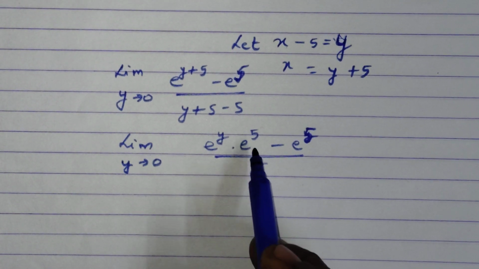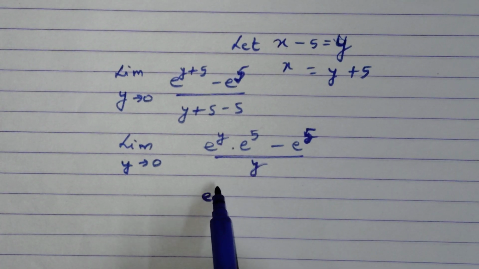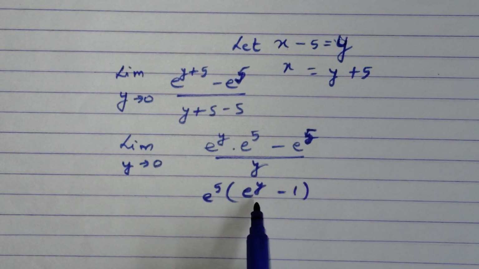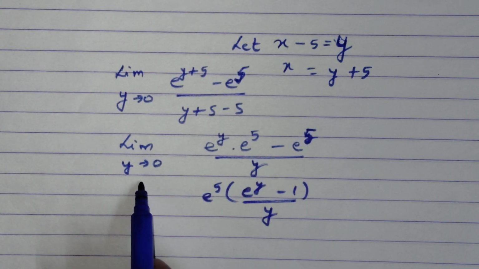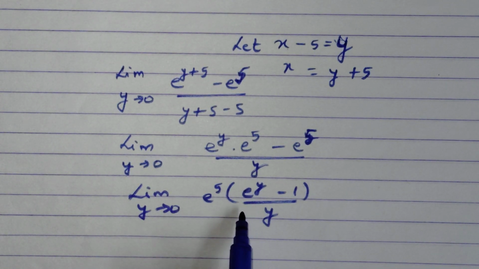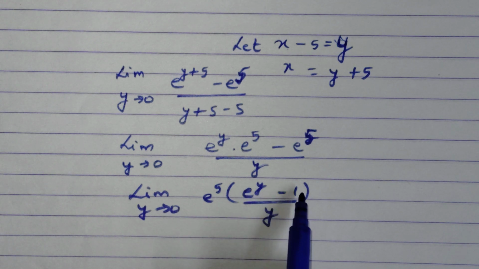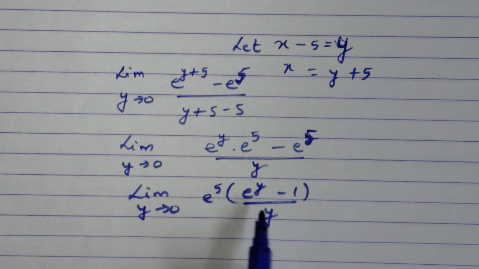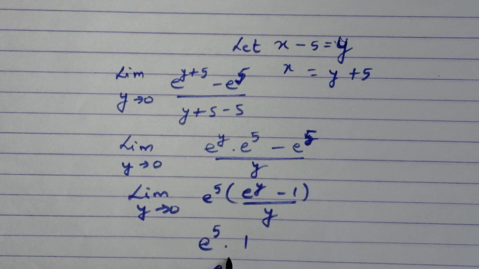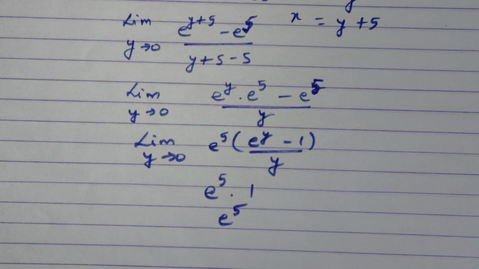So what we do, we take e power 5 common. So after taking e power 5 common, (e raised to power y minus 1) over y will be left, and limit y tends to 0. So we replace y tends to 0. So e power 5, (e power y minus 1) upon y, it gives us value 1. So e raised to power 5 into 1. It means e raised to power 5 is the final answer.